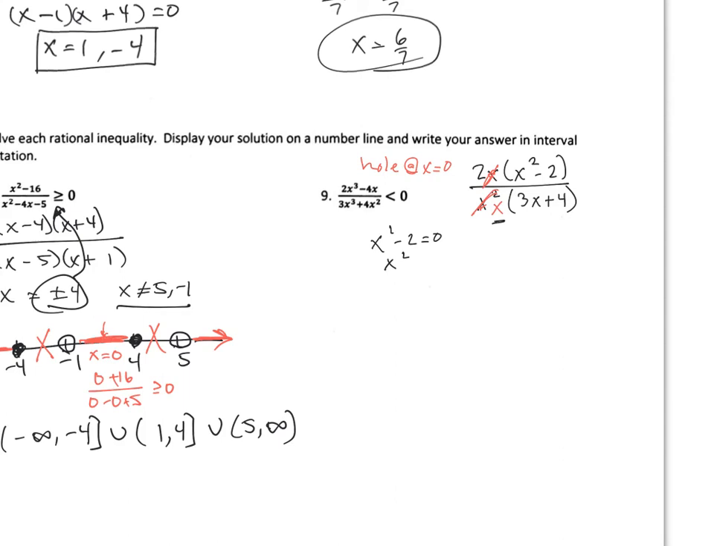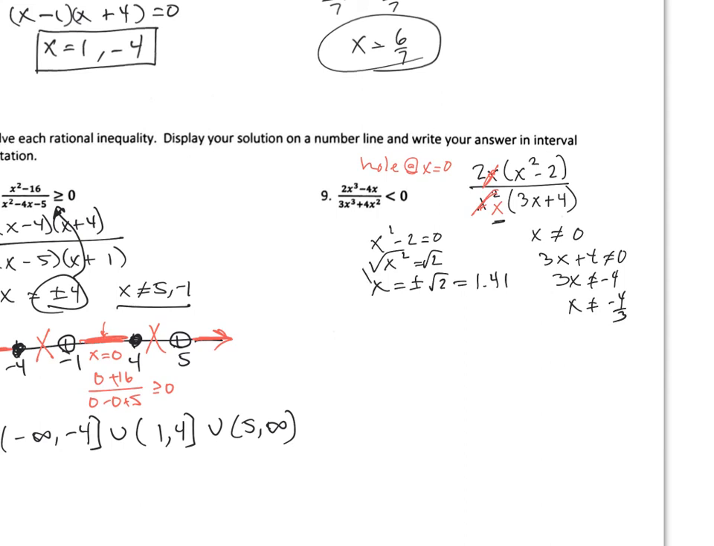Remember, the numerator is allowed to equal 0. So we get x equals positive and negative radical 2. Use your calculator. That's right about 1.41-ish. The denominator is not allowed to equal 0. So x cannot equal 0. And 3x plus 4 cannot equal 0 also. So 3x cannot equal negative 4, and x cannot equal negative 4/3.